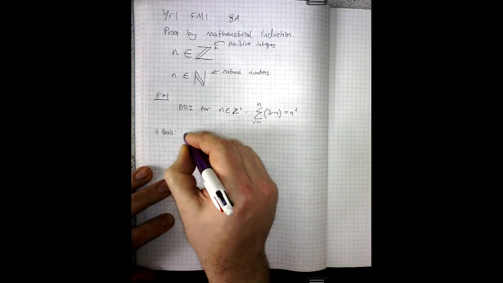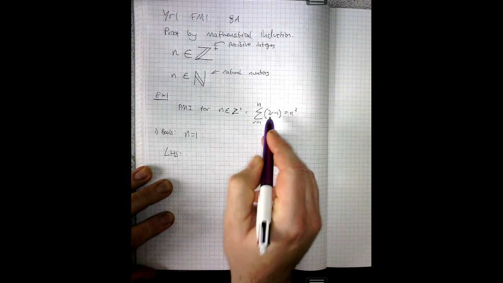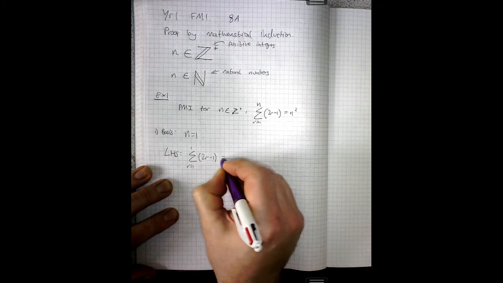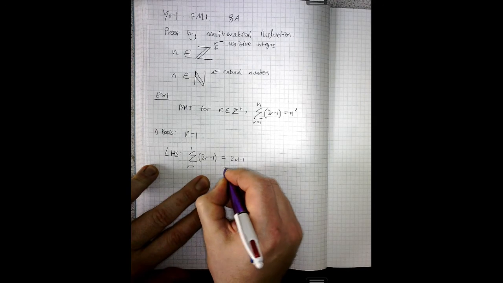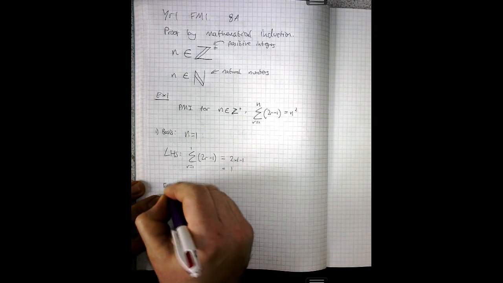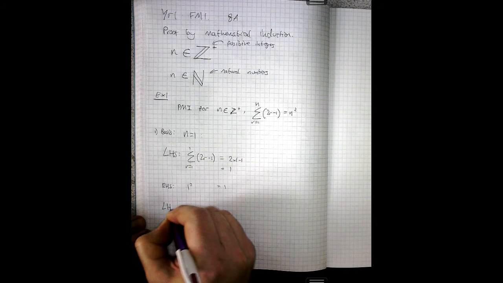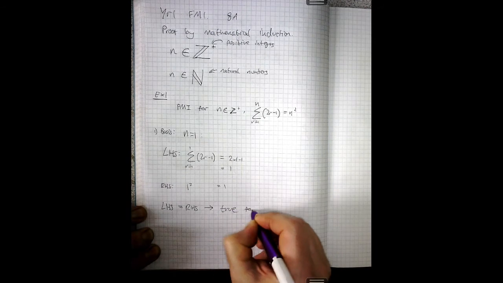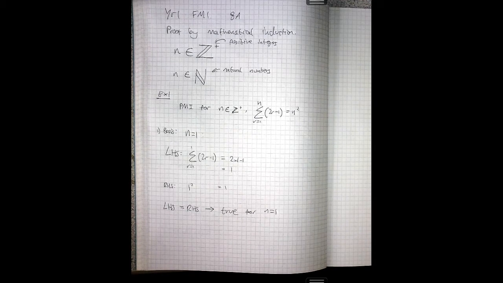What I do is I set n equal to 1, and look at the left hand side of my statement: the sum from r equals 1 to 1 of 2r minus 1 equals 2 times 1 minus 1, which is 1. Look at the right hand side of my statement: 1 squared is 1. Since the left hand side has the same value as the right hand side, my statement is true for n equals 1. So that's my first step, straightforward enough. Set n equal to 1, and prove that left hand side equals right hand side.